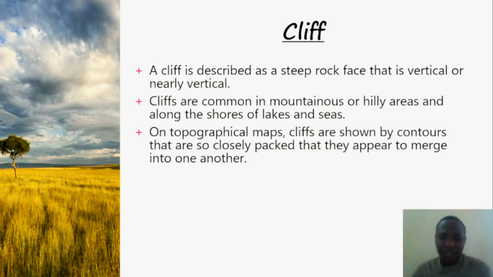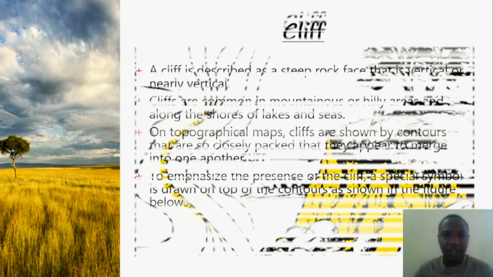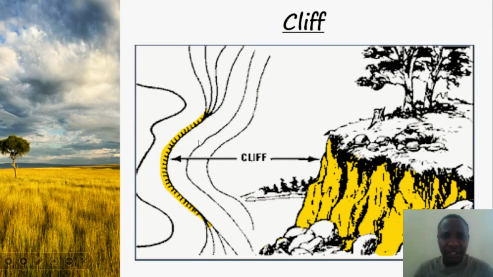Now, on topographical maps, cliffs are shown by contours that are so closely packed that they appear to merge into one another. So you can tell that these contours show a cliff when you see that the contours are so closely packed to each other that they appear to merge into one another. Now, to emphasize the presence of a cliff, a special symbol is drawn on top of the contours, as shown in the figure below. Here is the figure. This is how a cliff might look. Now here is how it can be portrayed using contours on the topographical map.